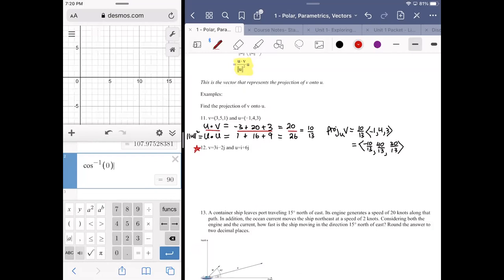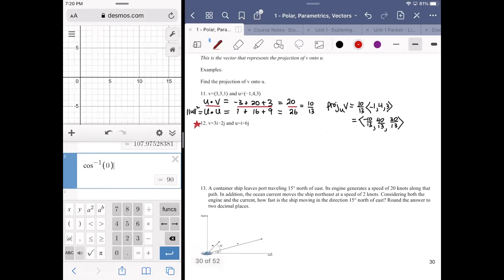This is kind of like what we did in the last unit, except we're going to use a projection approach on this. And I've been meaning to do this, definitely not tonight, but maybe next time I'll show you how, with a few simple adjustments, the formulas that we use for this technique can be manipulated to be equivalent to the formulas that we use in the other technique, for vector sums. Anyway, considering both engine and the current, how fast is the ship moving in the direction of 15 degrees north of east? Round your answer to 2 decimal places.